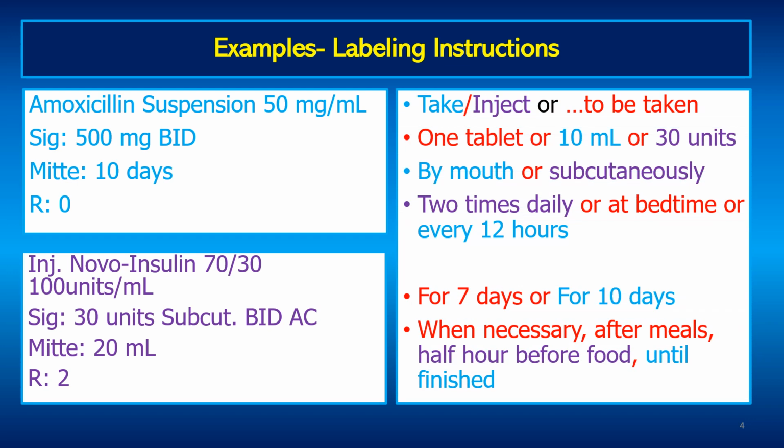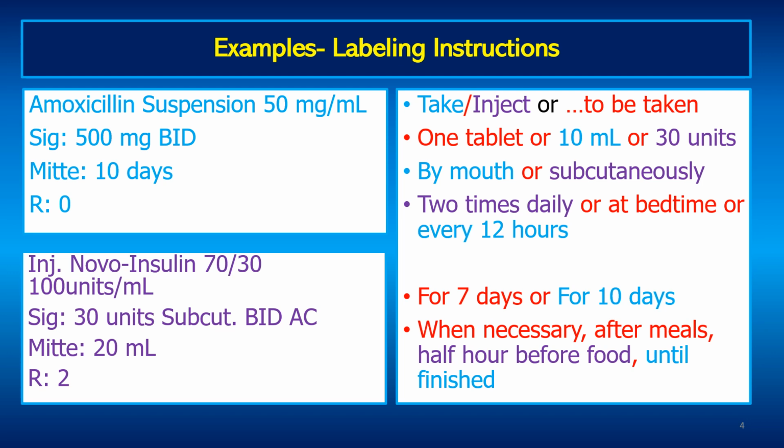Alright, so I did pre-prepare something here. Now for the first prescription, amoxicillin suspension, 50 milligrams per mil, the signature or instruction for the patient is 500 milligrams BID, MITE 10 days. That's instruction for the pharmacist, MITE 10 days. What would I replicate on this label? Take 10 mils by mouth every 12 hours for 10 days. So that is instructions for the patient.